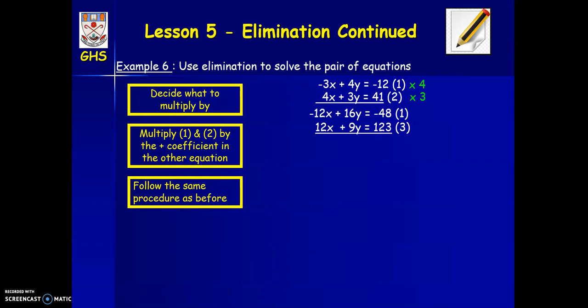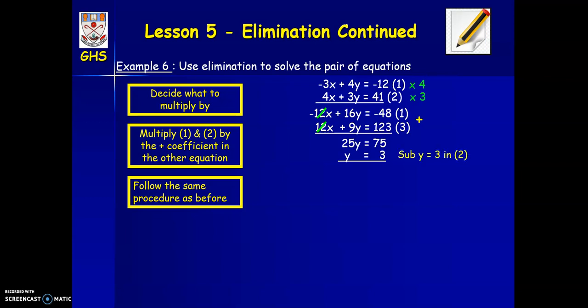Now we can proceed with the elimination. So we will eliminate the x terms by adding the two equations together. So this will give us a total of 25y equals 75. Divide by 25 to get y equals 3.